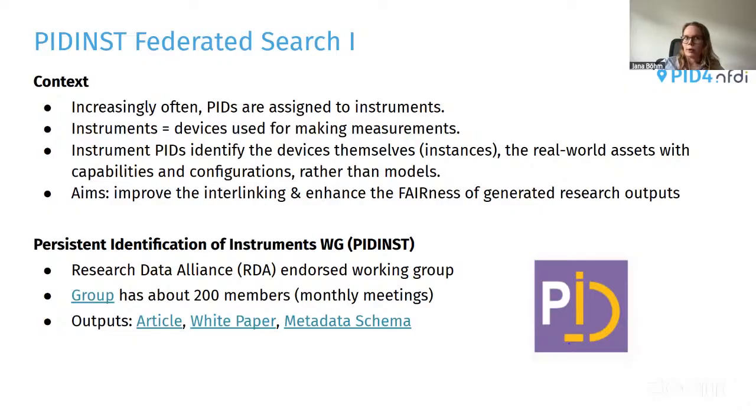As an example, when we link a data set to the instrument that generated it, that would provide more detailed provenance information for the data set, for example, detailed technical capabilities. And of course, we are not the first ones talking about instrument PIDs. So there's the PID-inst working group from the Research Data Alliance, which has already generated quite some outputs towards PIDs for instruments. And one of them is the PID-inst metadata schema. Next slide, please.